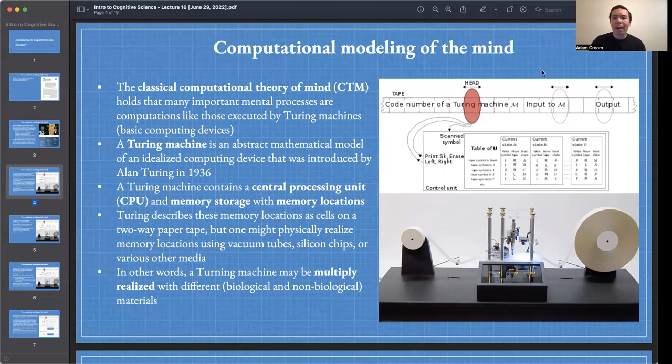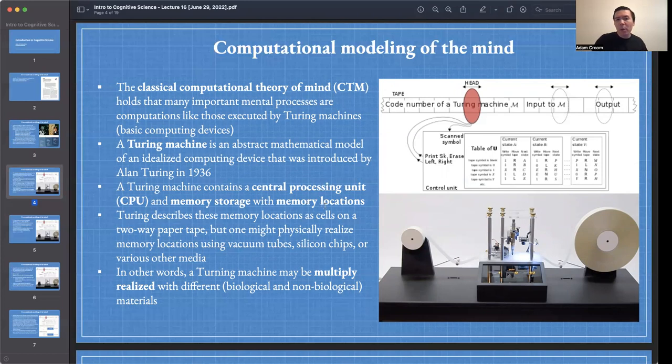And here we see an example of a Turing machine up here at the top. This is the mathematical model or the abstract model. And down here we see a physical instantiation of a Turing machine that someone built. So we see that a Turing machine contains a central processing unit, or a CPU, right here, and memory storage with memory locations. And that's provided right here. So this is like a tape with cells on the tape. And the human analog of this would be like our long-term memory, like a memory tape right here.